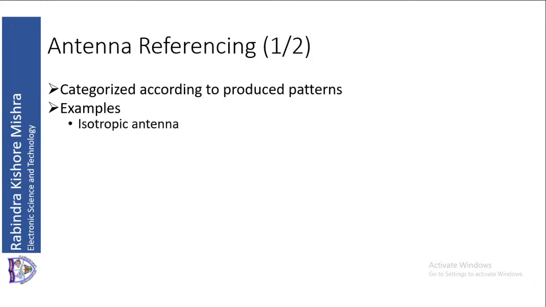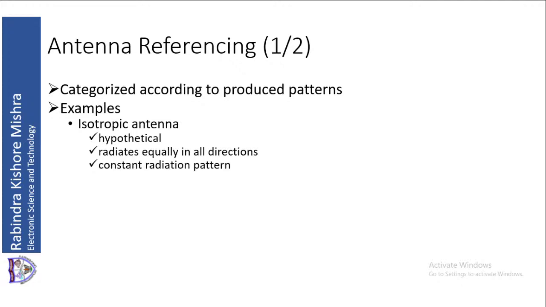For example, we have an isotropic antenna. By definition, an isotropic antenna radiates in all directions equally. It is a hypothetical antenna. It does not exist in the real world. So it is an ideal antenna, hypothetical antenna, or fictitious antenna. It radiates equally in all directions, and the radiation is constant. The radiation pattern is constant.